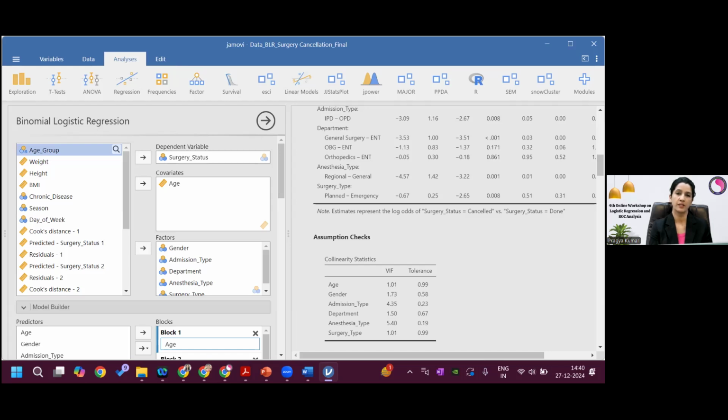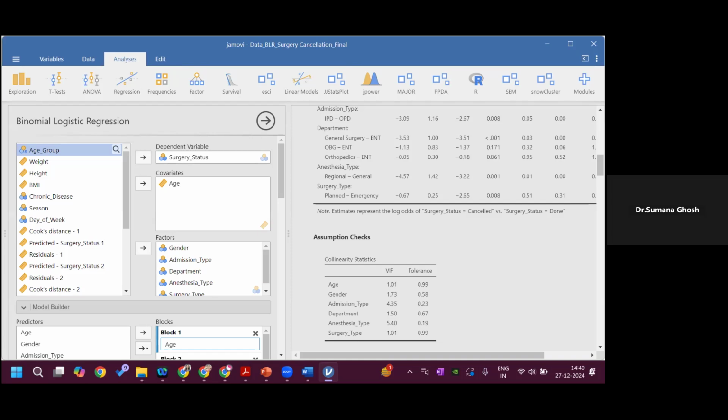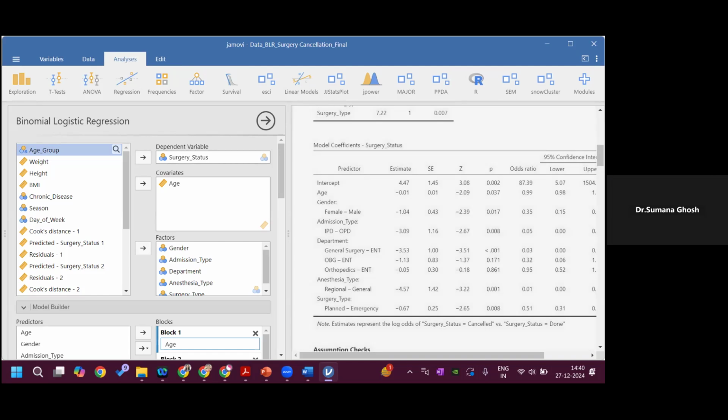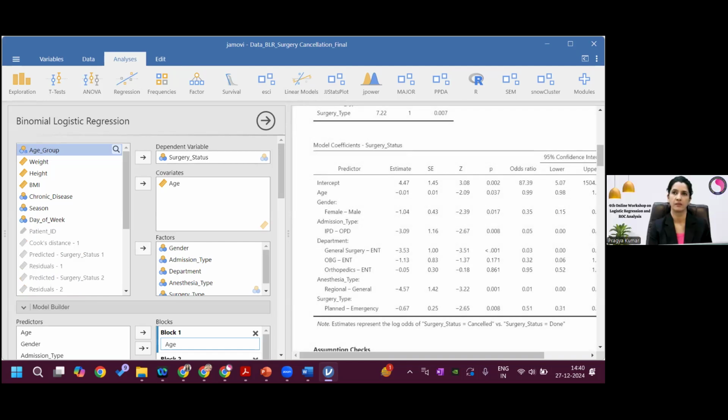So any question? Yes. Ma'am, I have a question. Here we took the p value more than 0.2. Rather than 0.05, it is 0.2. Why has this happened?